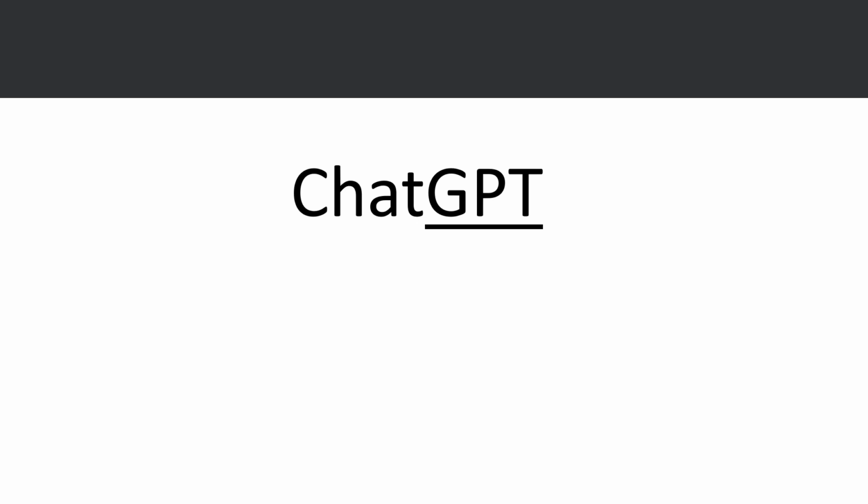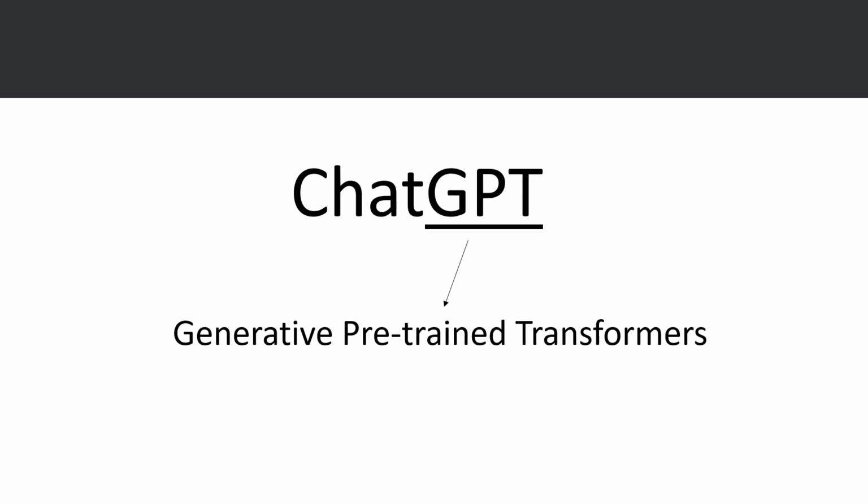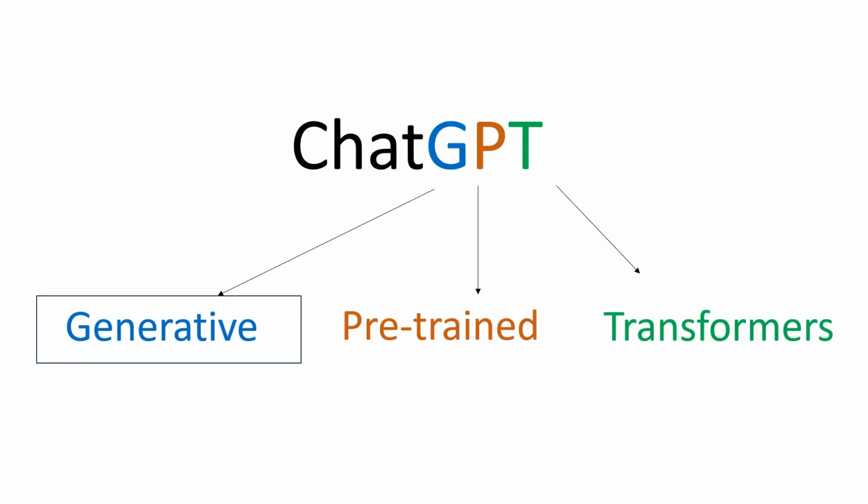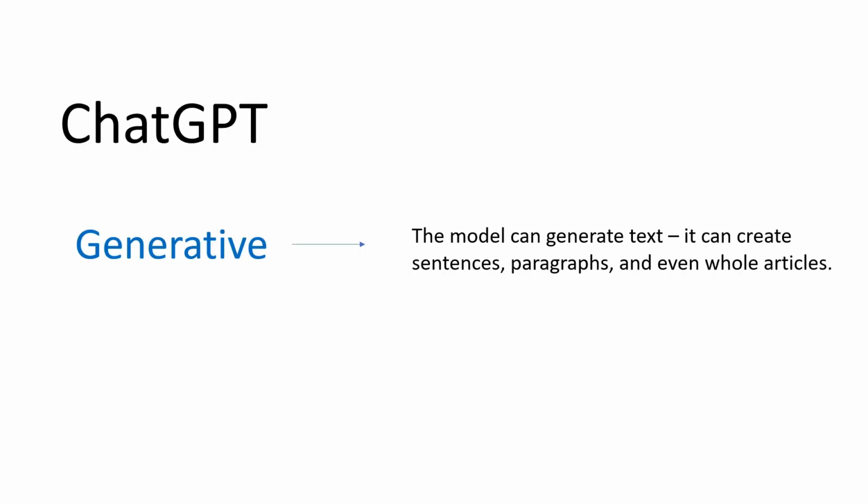The name ChatGPT actually tells us a little bit about what it can do. So, GPT stands for Generative Pre-trained Transformers. I'm going to take it one by one, just a little bit an overview of what each concept means. Generative means that the model can generate text. It can create sentences, paragraphs, and even whole articles. Imagine you're having a magical pen, and that pen writes on its own. You just give it a topic, and it starts writing sentences. It can write lines, paragraphs, or even a whole story for you.